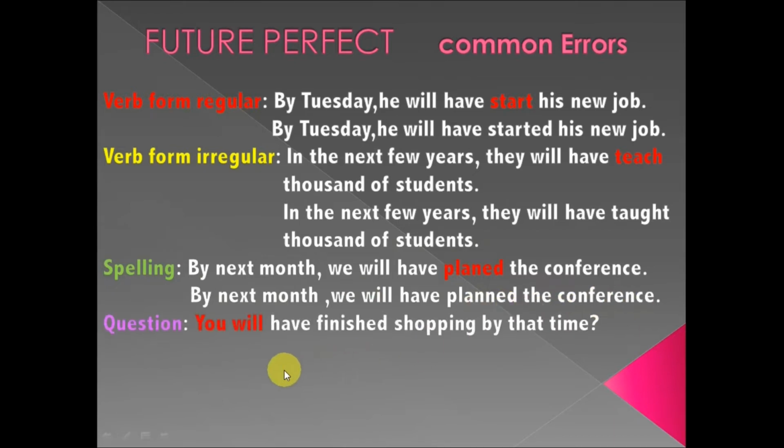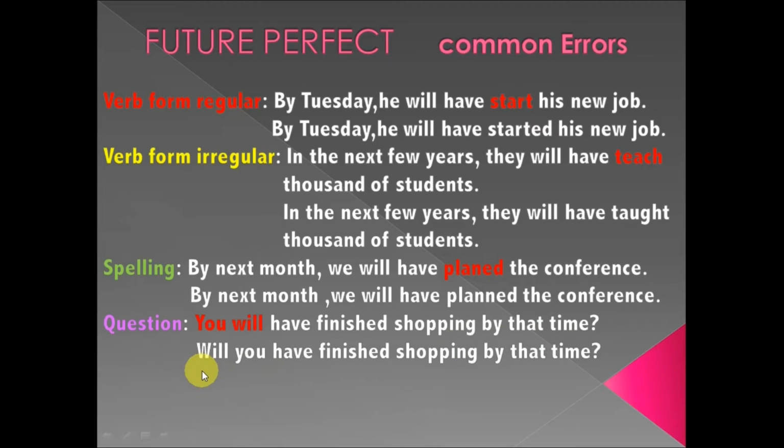And sometimes the mistake is in the question form. Let's look at what the student wrote: You will have finished shopping by that time? So it's not correct. How could we fix it? Will you have finished shopping by that time? Now these are just a few examples that I gave you, just to show you the kind of mistakes that are possible. So be careful not to make mistakes with the verb form of regular or irregular verbs, the spelling of the verbs, especially in the question.